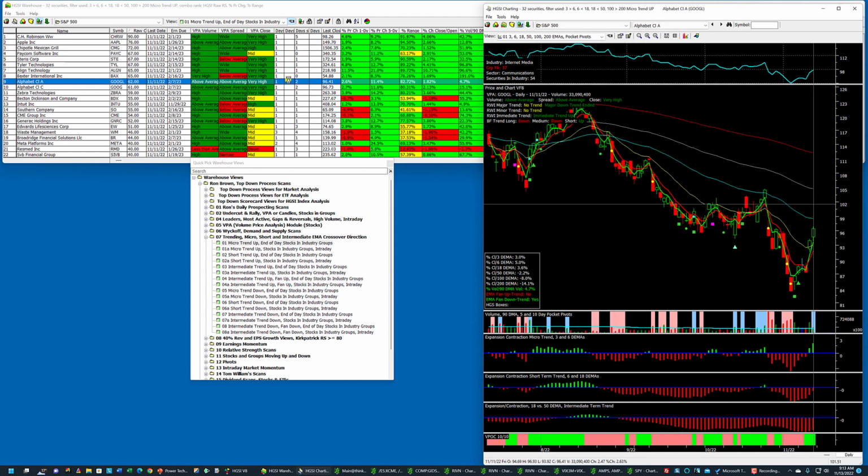See if I can find one a little bit smoother here. What do we have here? This is Alphabet. Okay, where does this turn positive? Well, I look right here, 2 days ago. It was so far down it took time for the 3 to get up through the 6, and that happened right here, but the trend is still down strongly.